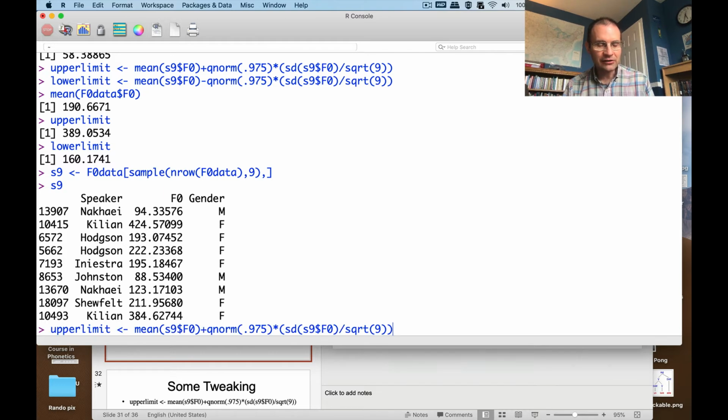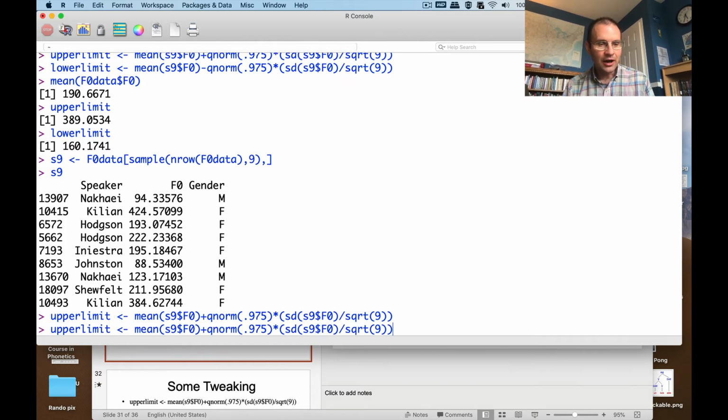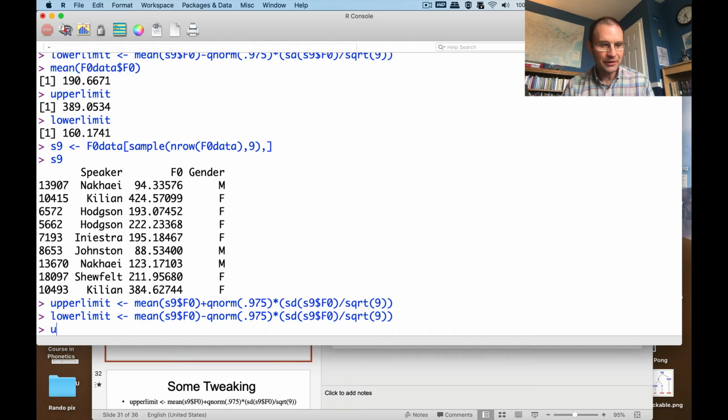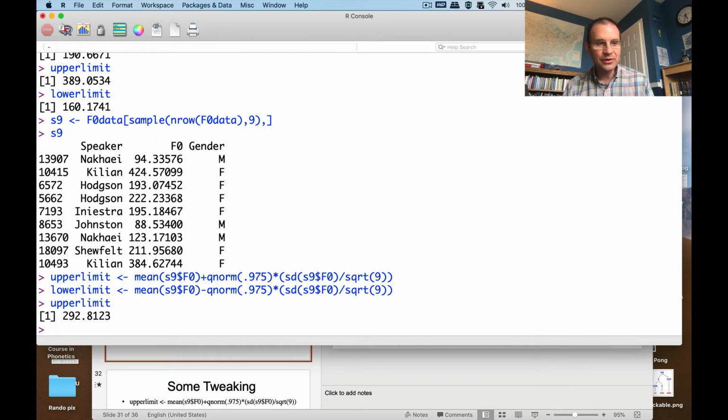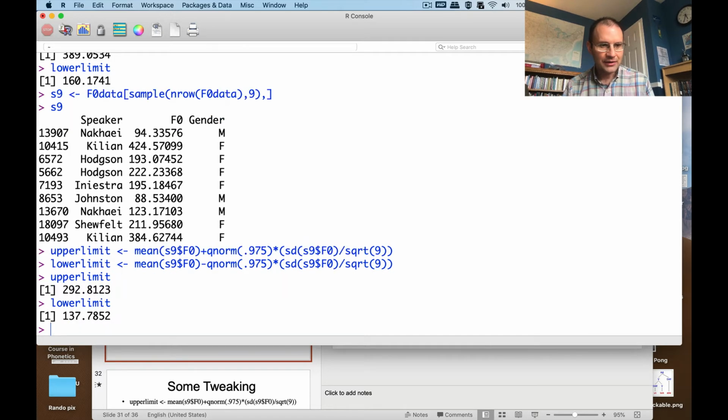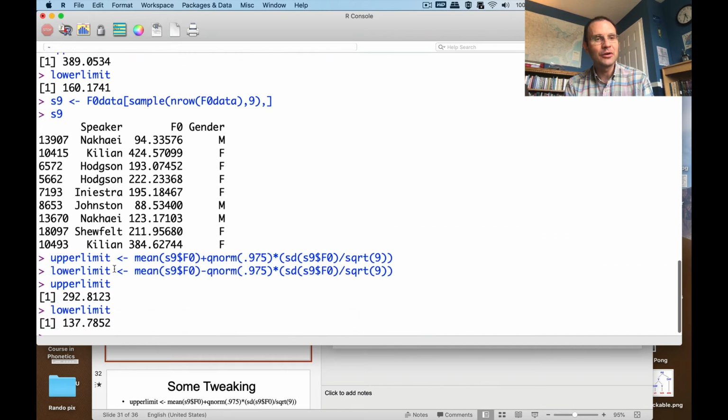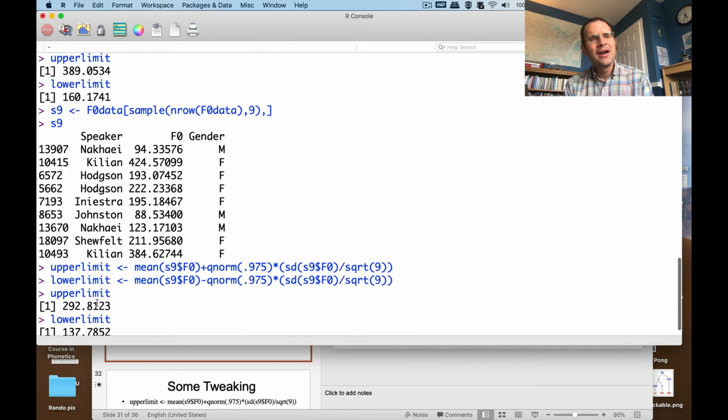Right, so let's calculate the upper limit again. S9 has changed, but it doesn't matter to R what happened there. If we look at the upper limit, it's 292. If we look at the lower limit, it is 137. So we still luckily have the mean within that confidence interval. We just have a different confidence interval.